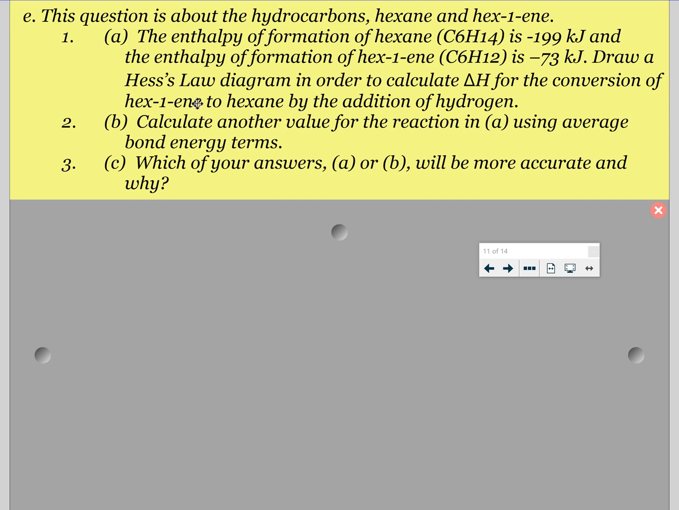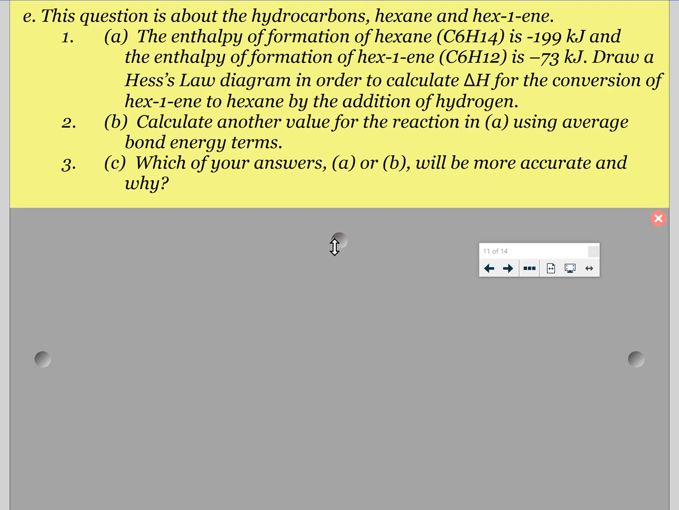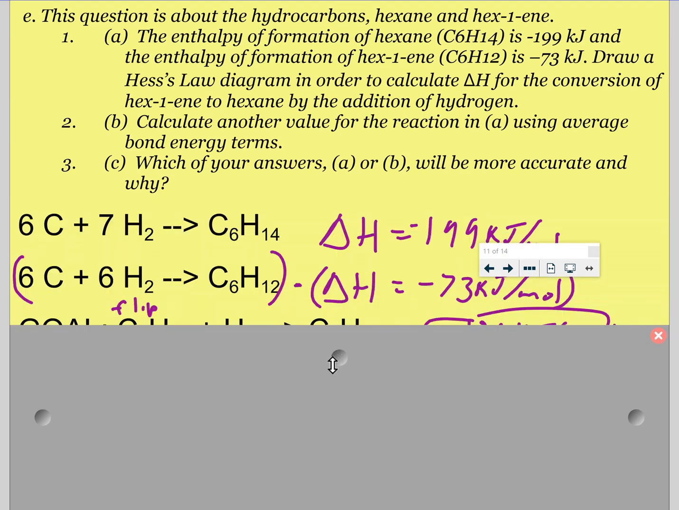Then B, calculate another value for the reaction using the average bond energy terms. Which of your answers, A or B, will be more accurate and why? It'd be a good idea to try to do this one before you watch the video, but we should go over it anyways. So first thing we're going to do is set up our equations.